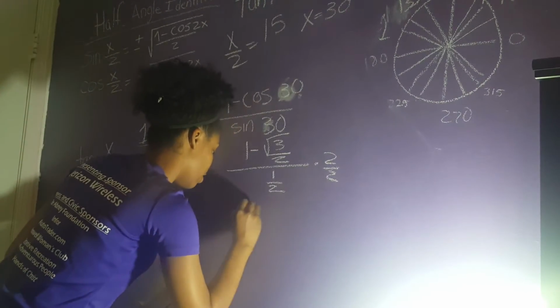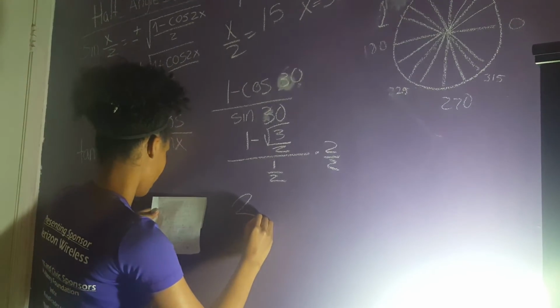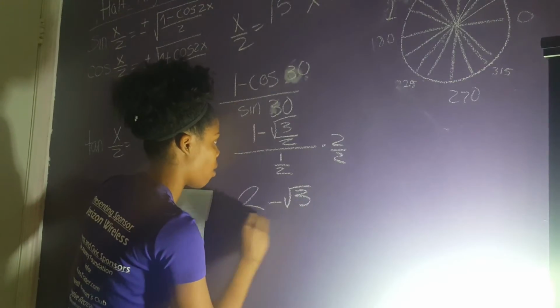Your final answer will be 2 minus square root of 3 over 1.